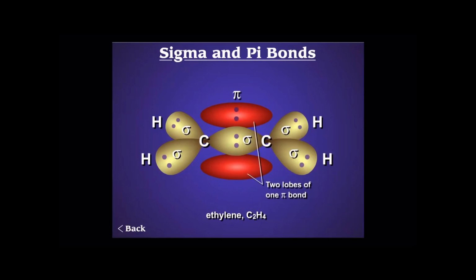The electron density is concentrated above and below the plane of the nuclei of the bonding atoms. In a pi bond, electrons are shared. In other words, the two electrons are free to move through both regions of the bond. A double bond is composed of one sigma bond and one pi bond. Lastly, rotation does not occur about a double bond. For rotation to occur along the carbon-carbon bond, the pi bond would have to be broken.